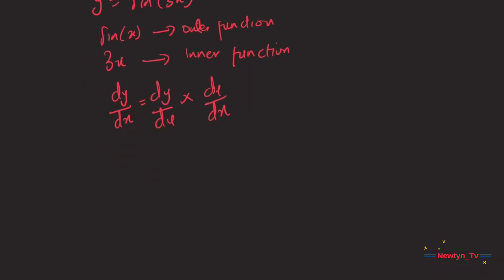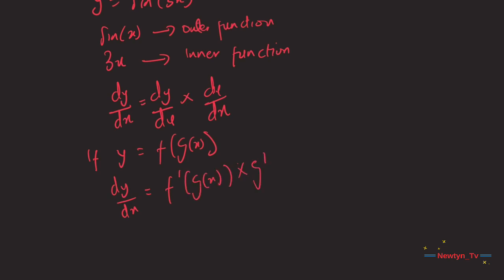So if y is equal to f of g of x, then the chain rule says that dy over dx should be equal to f prime of g of x times g prime of x. In words, what we are trying to say is: differentiate the outer function while keeping the inside the same. Then you multiply by the derivative of the inside. That's what we are trying to say here.